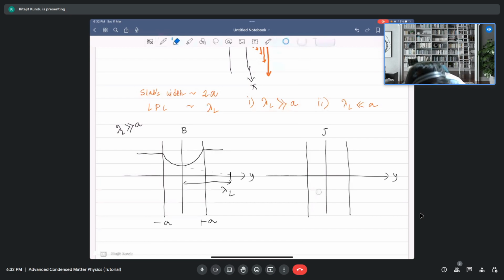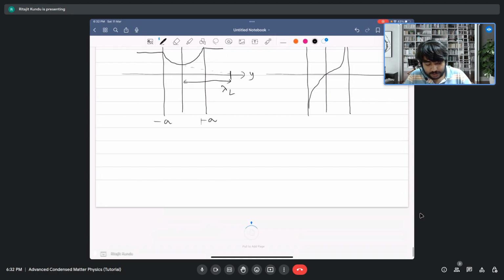It is a sine hyperbolic, but the current is actually non-zero up to a very bulk part of this slab. It is non-zero up to that point, because the magnetic field is all there. So this is one limit, when the penetration depth is much larger than the slab's thickness. The other limit is the opposite.